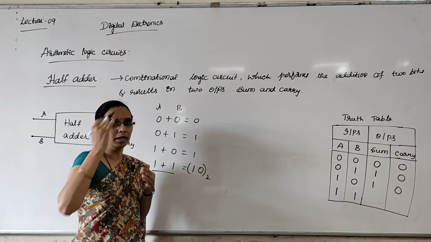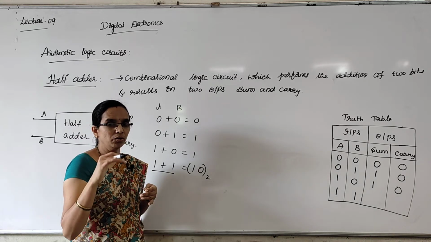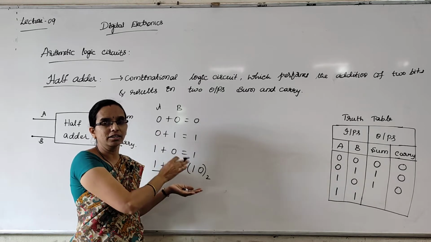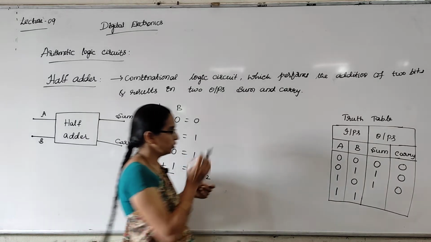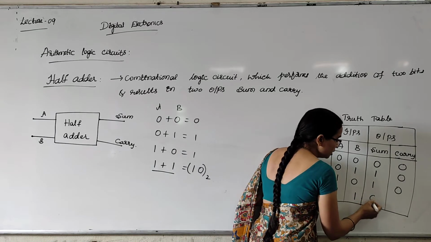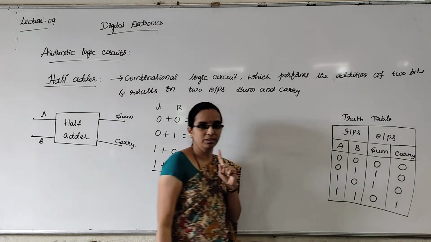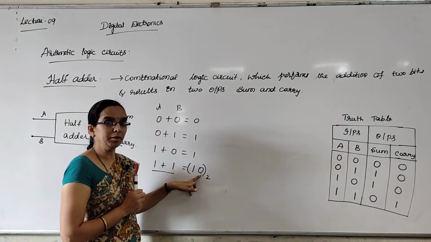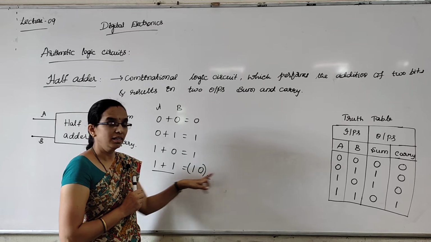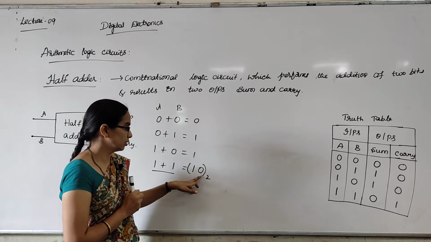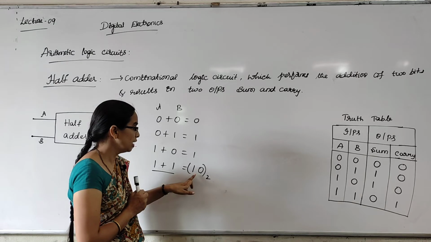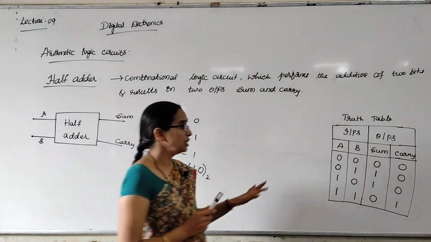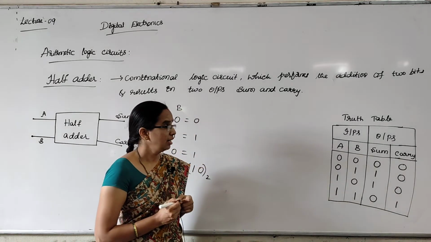1 plus 1 is 10, right? 0 you will put in the result, with carry 1. Carry will be added to the next significant bit, right? So in the same way, 1 plus 1 is 0 and carry is 1. So the least significant bit will be in the sum output and the higher significant bit in the carry output. So this is the truth table for half adder.